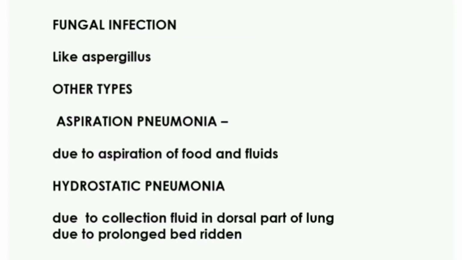Next, we can see fungi. Pneumonia is also caused by fungi, for example aspergillosis produces fungal pneumonia. We have other types of pneumonia also, like aspiration pneumonia and hydrostatic pneumonia. Aspiration pneumonia mainly occurs because of aspiration of food and fluid. This is common among children, and also during the newborn period, aspiration pneumonia occurs because of aspiration of amniotic fluid during the birth process. Hydrostatic pneumonia is mainly due to prolonged bedridden state. So till now we have discussed the classification of pneumonia.